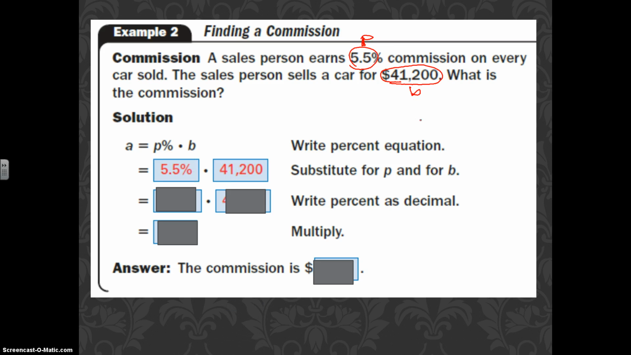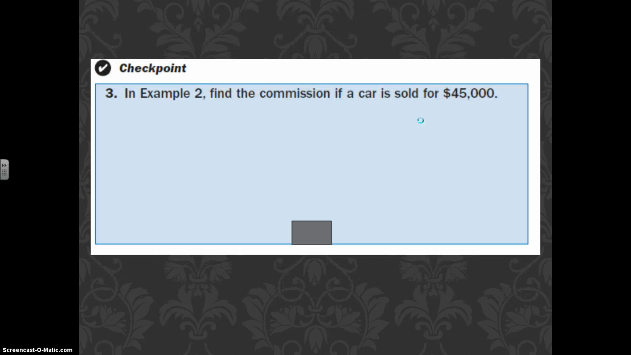Change the percent to a decimal and multiply. $2,266 is the commission. So they make $2,266 by selling that car. In example 3, find the commission if a car sold for $45,000. So again, that's your B, and still 5.5% commission. So we change it to a decimal, multiply by 45,000. 2,475.